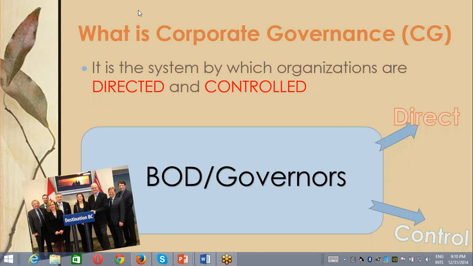Direction and a control of an organization, and that is what we call corporate governance. So the board of directors are responsible. If you don't have good people at the board level to direct, the company will not do very well. And if you don't have good people at the directors level to control, the company will not do very well. So corporate governance is all to do with these people. Right? It is all to do with these people.